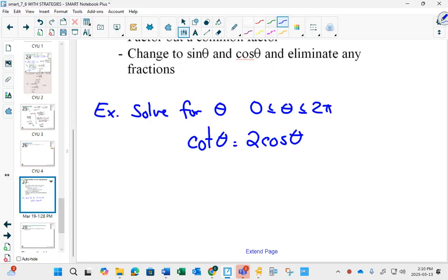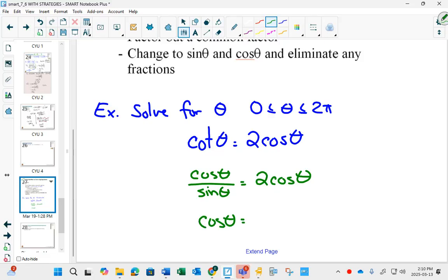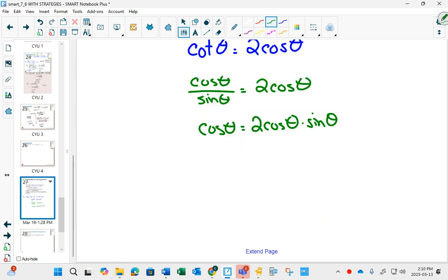So I change cotangent to cos theta over sine theta. Then I can multiply both sides by sine theta to get rid of fractions.